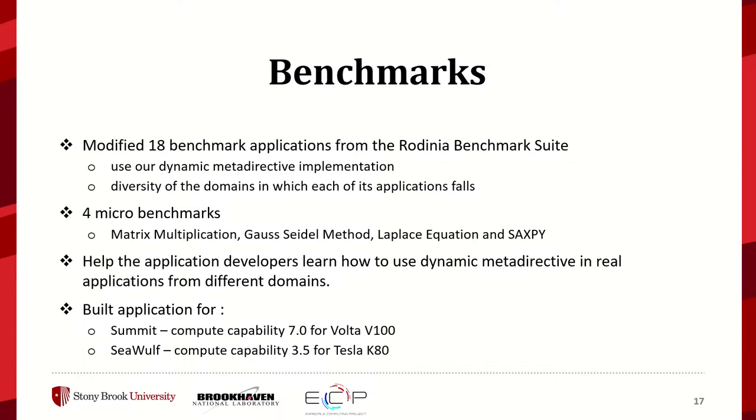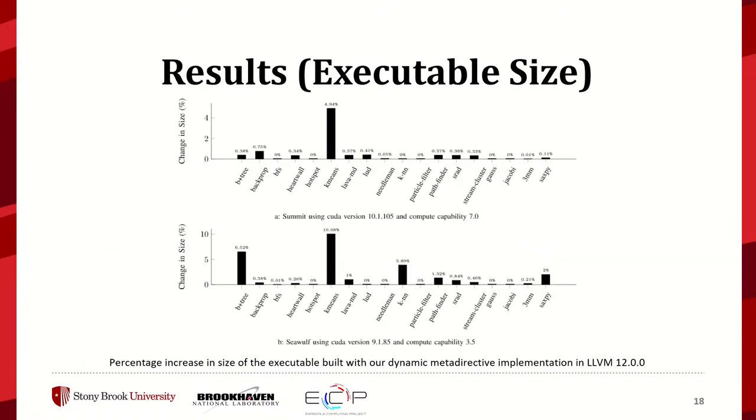They are also intended to help application developers learn how to use dynamic metadirectives in real applications from different domains. All benchmarks were modified to replace pre-processing directives with dynamic metadirective. For each application benchmark, we have two codes: the original code with pre-processing directive and the modified code using dynamic metadirective. In our modified code, based on the conditions provided by the user, we generate multiple blocks of code for each if-then-else statement. This will obviously increase the size of our code.